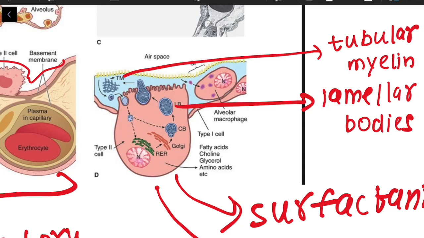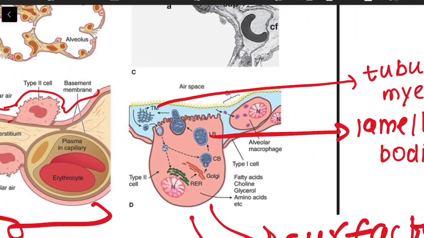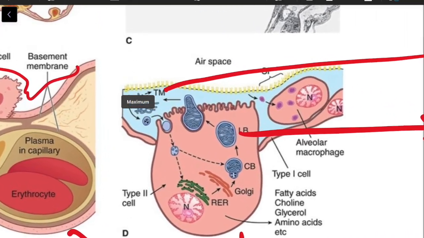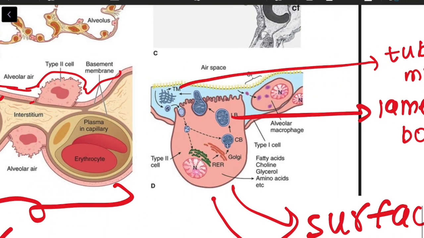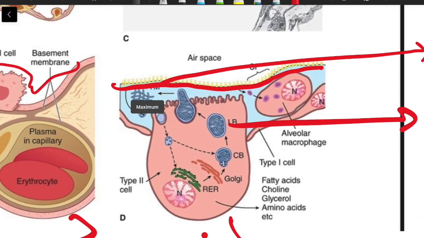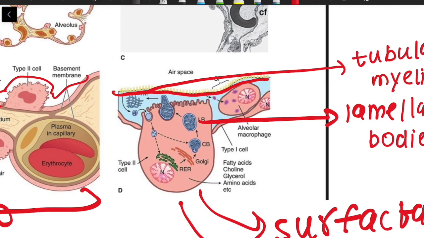Now you see here the LB, what is written here? These are the lamellar bodies which are produced by the endoplasmic reticulum. These lamellar bodies are a concentration of proteins and phospholipids. And then when they mature and acquire even more proteins and phospholipids, they become tubular myelin. And this tubular myelin is what forms a mesh, a network, a lattice, which replaces this phospholipid layer, which is running from here to here.